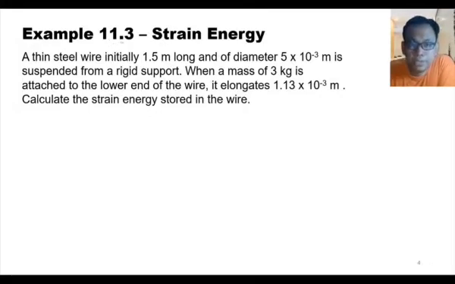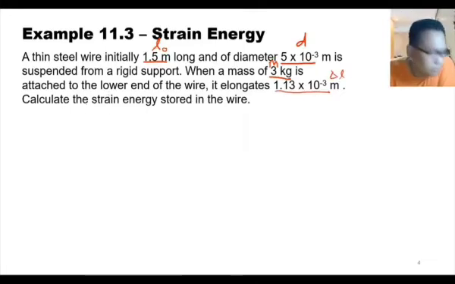Example 11.3, strain energy. A thin steel wire, initially 1.5 meter, what is this? This is original length, long and a diameter of 5 times 10 to the power of negative 3 meter. So this diameter, then is suspended from a rigid support when a mass of 3 kilograms, so what is this? This M is attached to the lower end of the wire. It elongates this. What is this? This elongation is the symbol delta L.